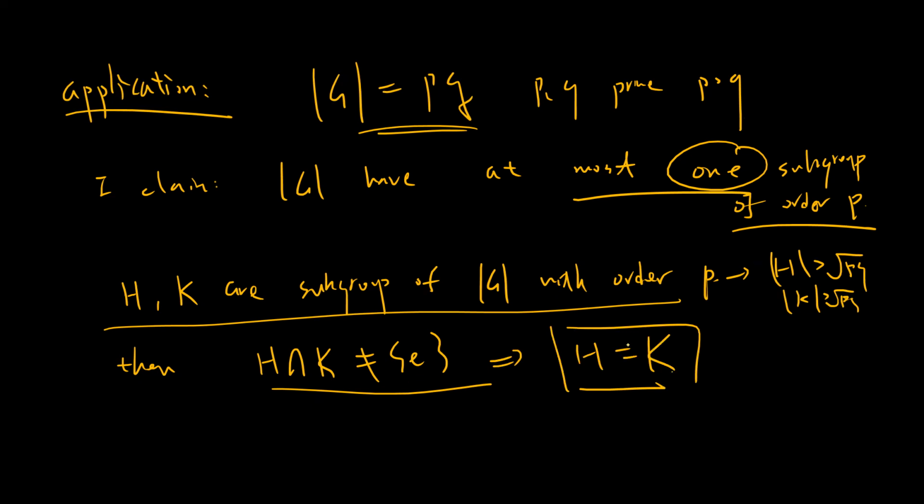Because their intersection must be a subgroup, right? But by Lagrange's theorem, that subgroup's order must divide |H| and |K|, but |H| and |K| are both prime numbers, right? So H must be the same as K. Okay, so that's it. In the next video, we talk about the normal subgroup.